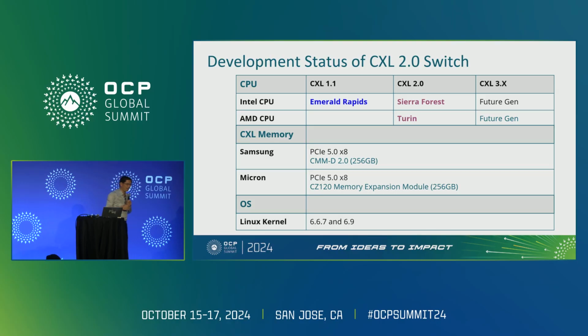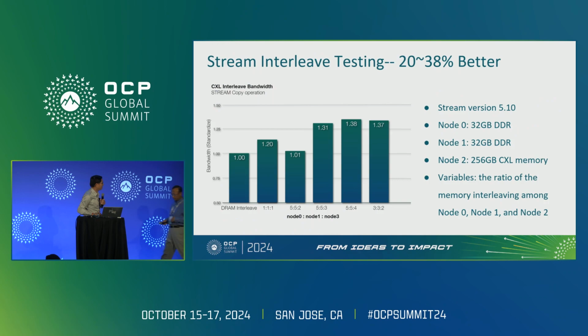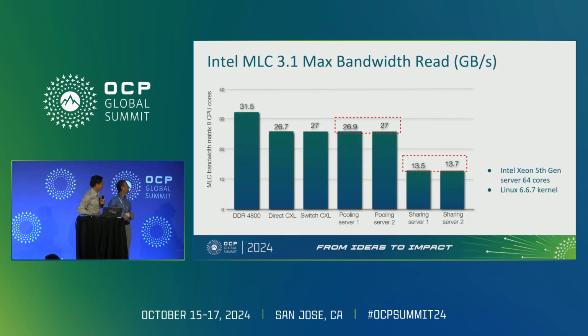I think it was from Jianping's page. I'm not sure whose page that was, but you showed me the Intel MLC 3.1 bandwidth score, right? In the pooling case and the sharing case, the sharing bandwidth actually dropped by half. Why is that the case? You mean the pooling servers' bandwidth is 27 gigabytes per second, but sharing is about just half of it.